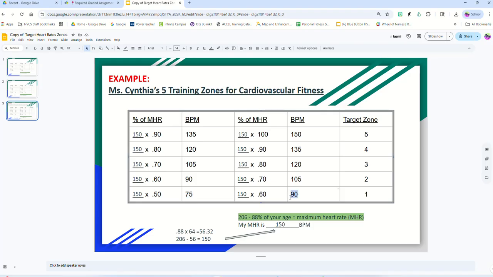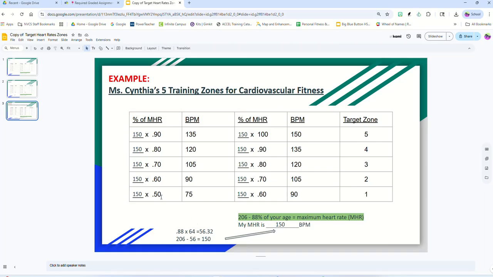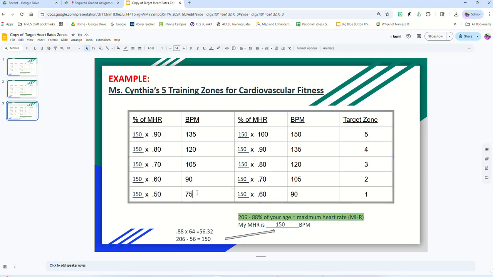How did I come up with those numbers? Zone 1 is training at 50% of your maximum heart rate to 60% of your maximum heart rate. So you take your number, that was your maximum heart rate, and you multiply it by 0.50. So when I take my maximum heart rate, you're going to do your own, and then I'm going to times it by 0.50, and that gives me the 75 beats per minute. So that's beats per minute, my heart rate.